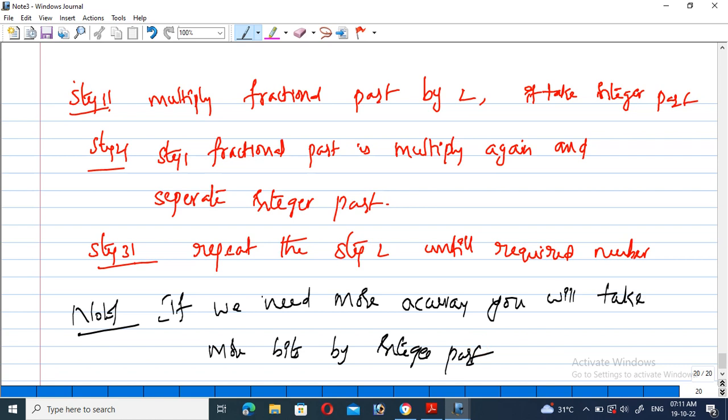So this is the process of performing decimal to binary number system conversion, right? We have already seen an example, and how to convert as well.